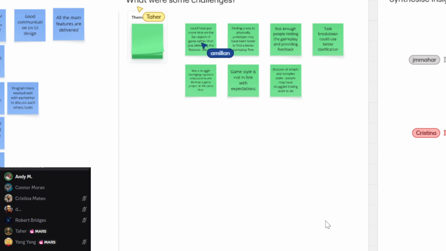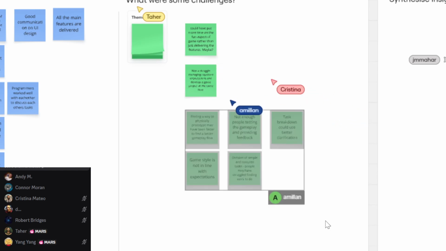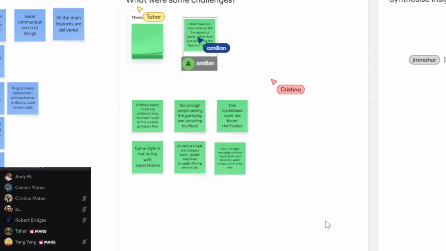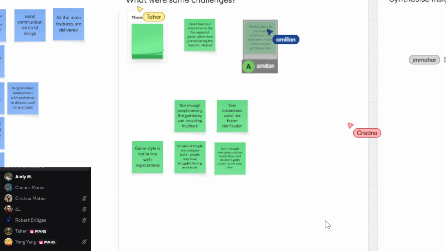Do you want to add anything else to this thought? You don't have to, but I'm giving you the floor if you want it. Cool. Pretty much. So yes, 100% agree. Finding a way to physically prototype may have been faster to find a better gameplay flow. That is a great point.